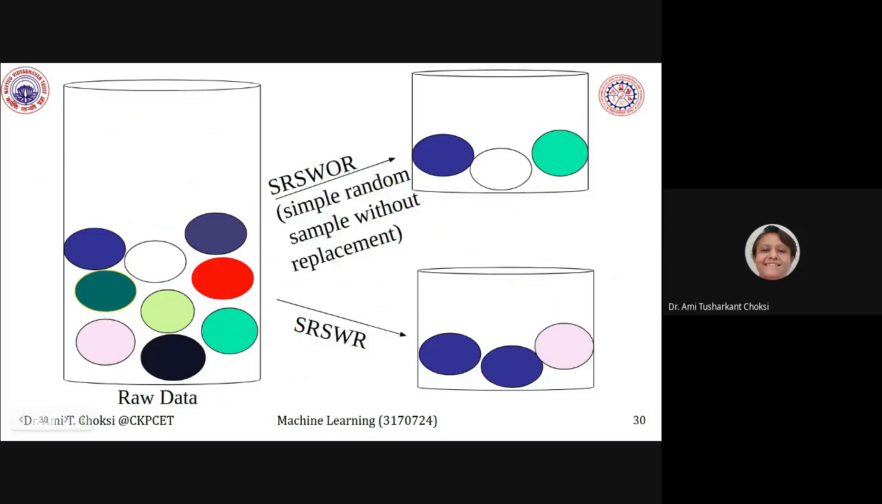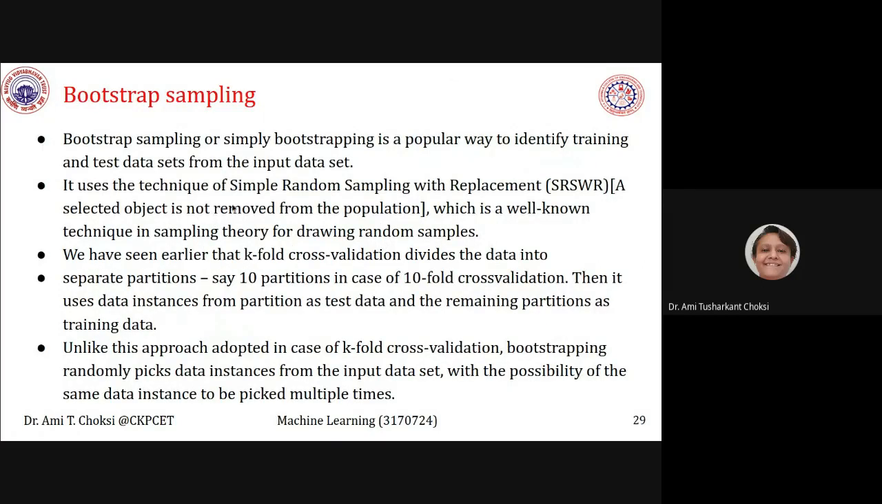Fine. If it is reverse, that is, without replacement, then every time a unique color will come out of the box because we remove the object from the box. But that we are not talking of just now. That is just to show you the difference between both methods, that is without replacement and with replacement. So here, the technique of simple random sampling with replacement, that is, a selected object is not removed from the population, is used for drawing random samples.